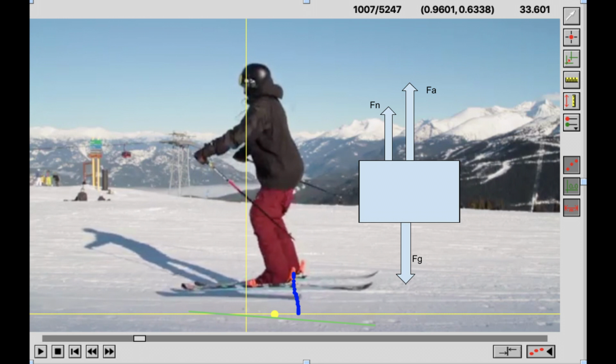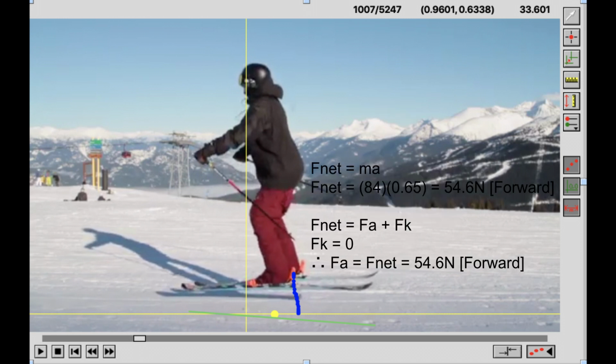The free body diagram of this vertical motion sees normal force and gravitational force equal out each other, with an applied force going up since he is jumping, with no frictional force since we are assuming no friction. The net force on the vertical launch object is equal to mass times acceleration, which is 84 kilograms times 0.65 meters per second squared, which gives a total of 54.6 newtons forward. We assume that net force is equal to applied force plus frictional force, but we know that frictional force is 0 because we are assuming that there is none. Therefore, the applied force is equal to the net force, which is again equal to 54.6 newtons forward.